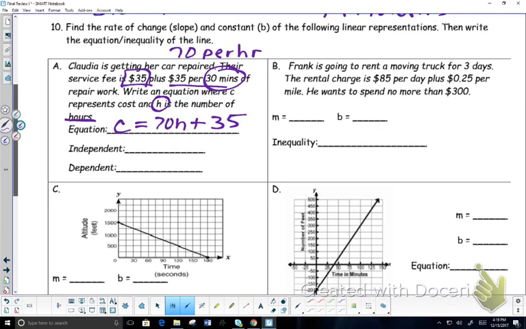Independent is always what you plug in, so it's going to be the number of hours. The answer always depends on the independent. The answer is the cost of the repair. Okay, let's take a look at B.